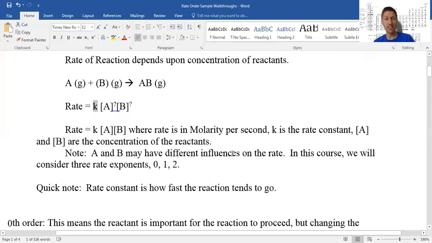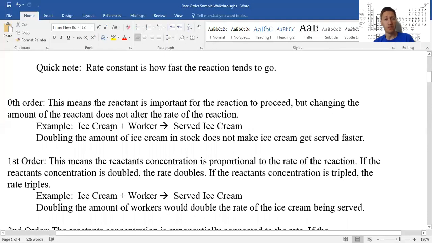So in this class, we're going to only have three exponents that are options: 0, 1, and 2. So you can have a 0th order, 1st order, or 2nd order reactant. Let me tell you about what that means here. So a 0th order reactant means that we need the reactant for the reaction to take place, but if we change the amount, it does not change the rate.